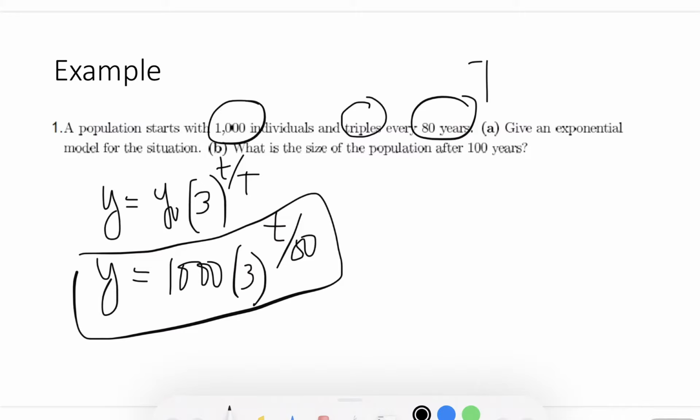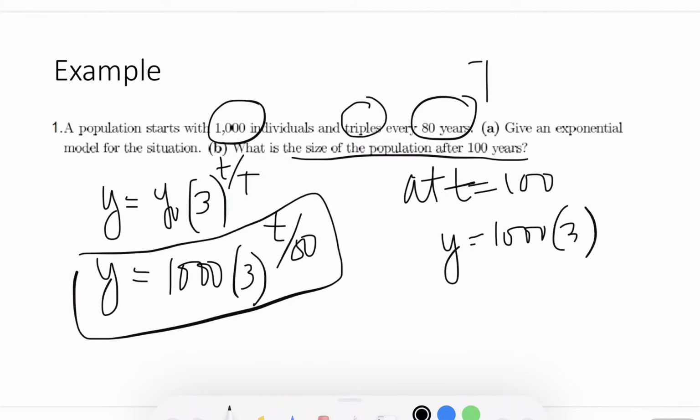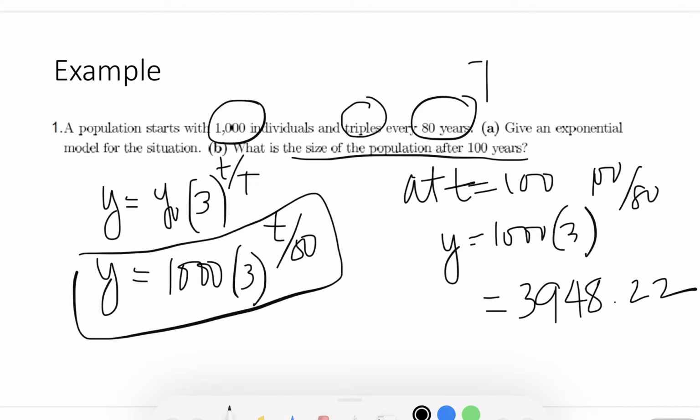Now the next question is, what is the size of the population after 100 years? At t equals 100, we just substitute. So y is equal to 1,000 times 3 raised to 100 over 80. So use your calculator. Using your calculator, this is equal to 3,948.22. So you use your calculator.